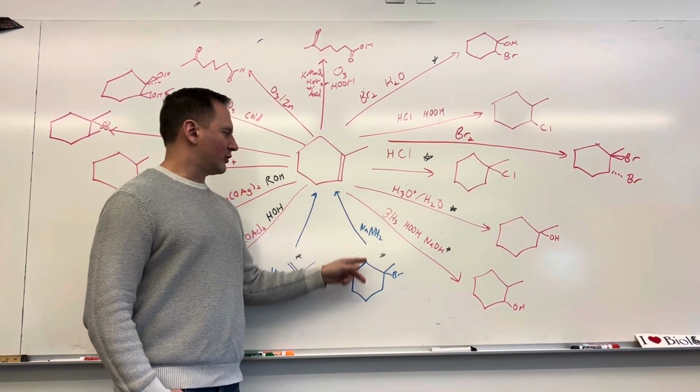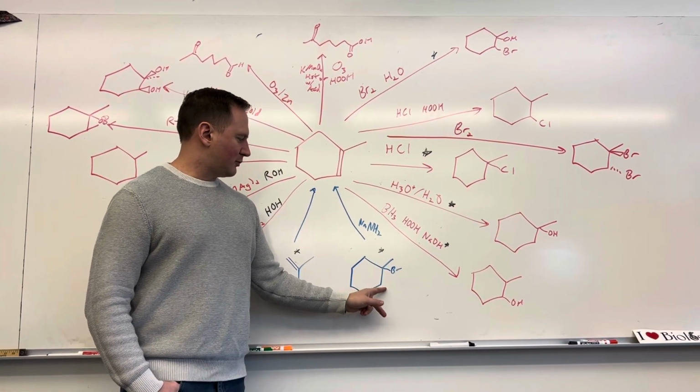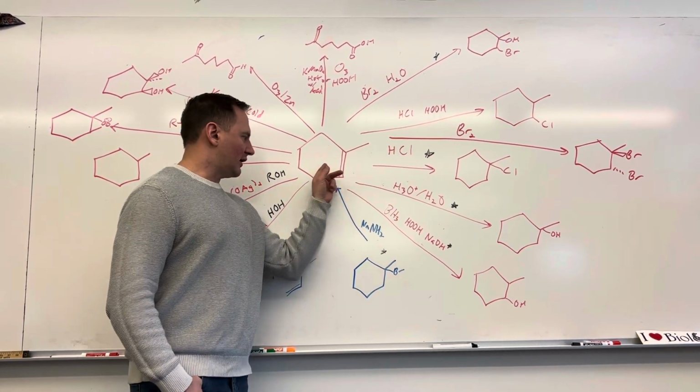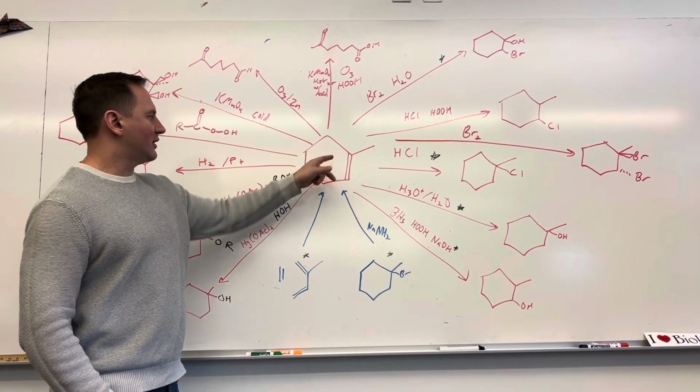The first way we learned was using a strong base like NaNH2, and it will basically pull a hydrogen off of a carbon that's adjacent to a leaving group, and that will allow the electrons to collapse in from the hydrogen. Bromine leaves, and you get your double bond.